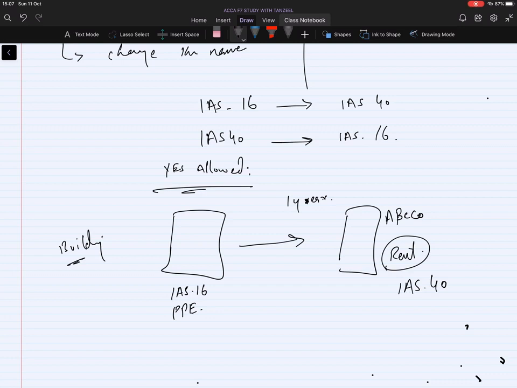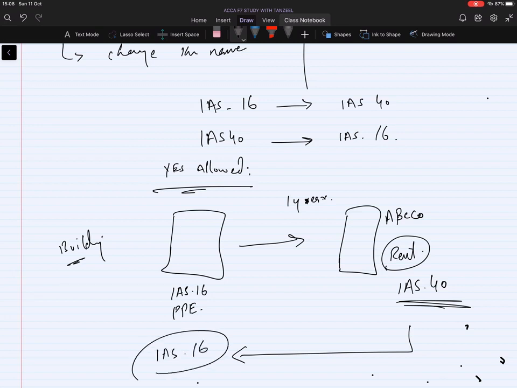Same goes the other way. Suppose I was earning rent before and applying IAS 40, and then I tell my tenant I'm going to keep it, I give you 6 months time, empty my property, I will start my own business here. When I get the key and start using it, I will change it to IAS 16. I will change the standard, because I am not earning any rental money from it. I am keeping this property for myself.